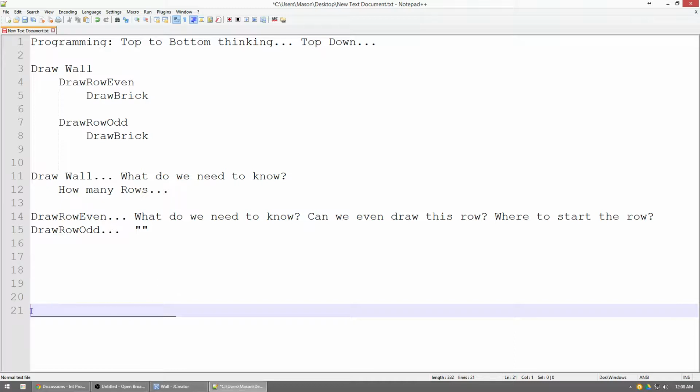Well, the first place we should put our brick is right over here, typically on the bottom, because we can't really build a wall out of thin air at the top. We have to draw at the bottom. For this case, we'll just start left to right. So where are we going to start the row? Well, we're going to start it right here at position 0, all the way on the left side, okay? So we're at position 0.